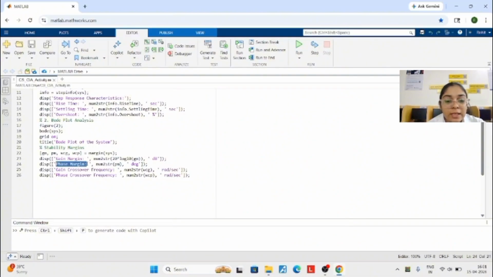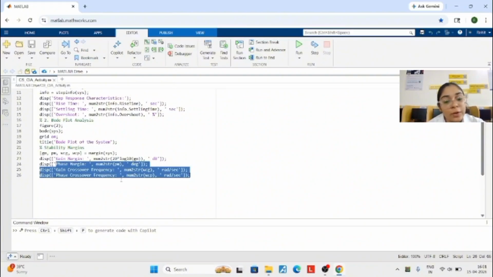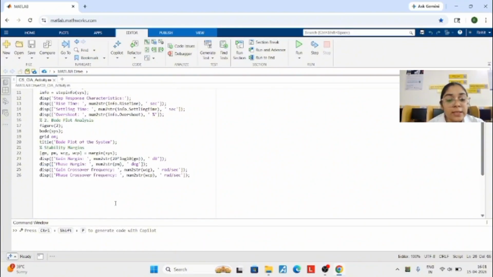Then also we will see the gain across the frequency, and also we'll see the phase across the crossover frequency. So these parameters help us to understand the stability of the system. In conclusion, this MATLAB program allows us to understand the analysis of time response, frequency response, and also overall stability of the control system. Now we will see the output of the system.